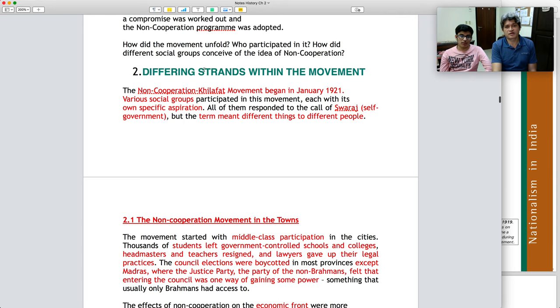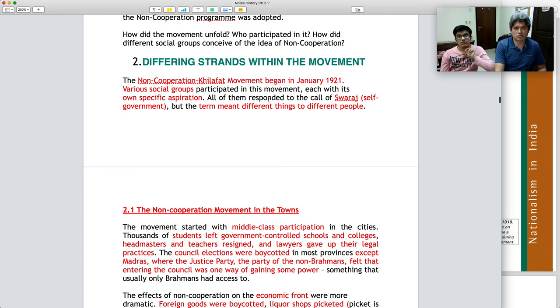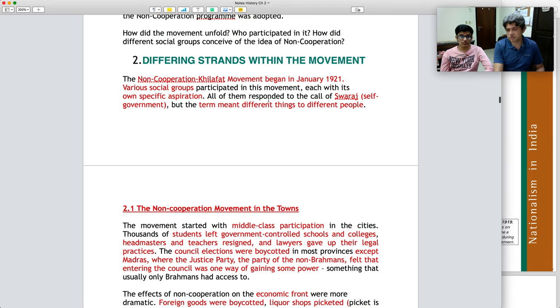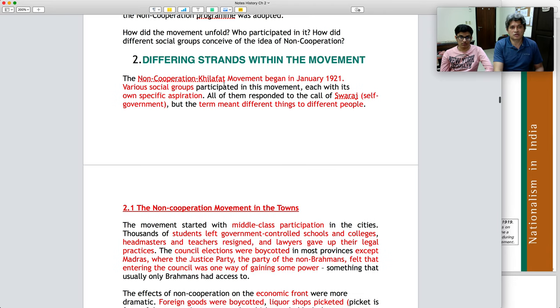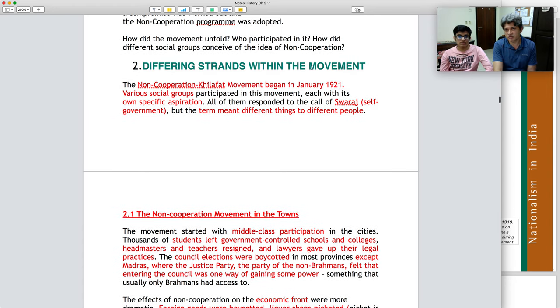So, differing strands within the movement. How different people saw the non-cooperation Khilafat movement. Now the Khilafat issue is joined with this. The non-cooperation Khilafat movement began in January 1921. On December 20, the Congress had adopted it, and in the next month, January 21, the movement began.